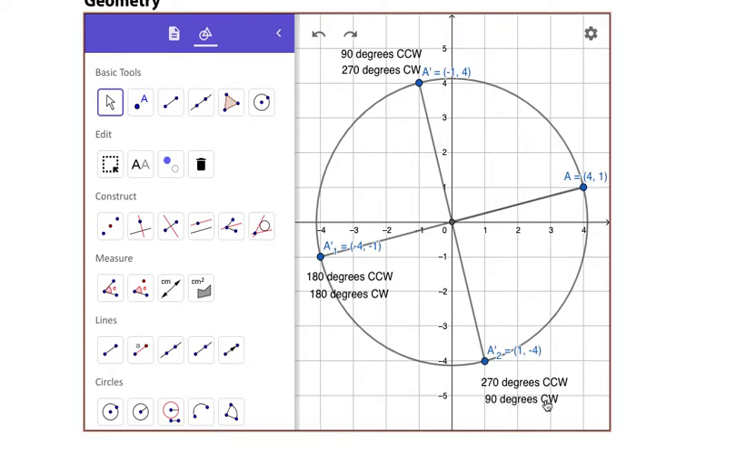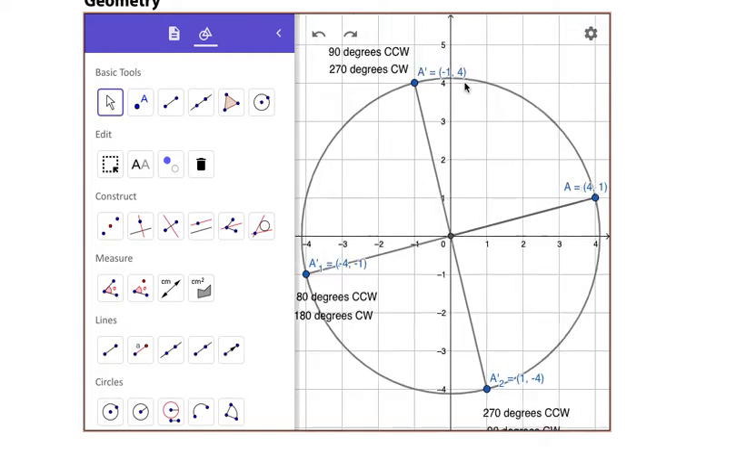Going 90 degrees clockwise will always be the same as 270 degrees counterclockwise. And 180 is the same either direction. The second pattern I want you to look at, though, is the actual coordinates of the points. How do I quickly get from this point to this point without necessarily tinkering with this tool every time?